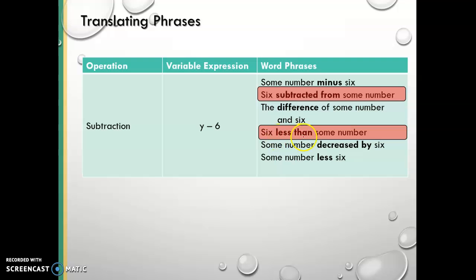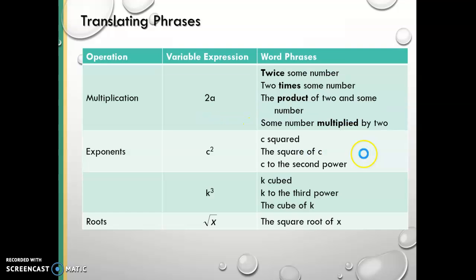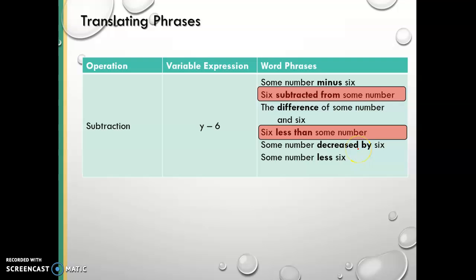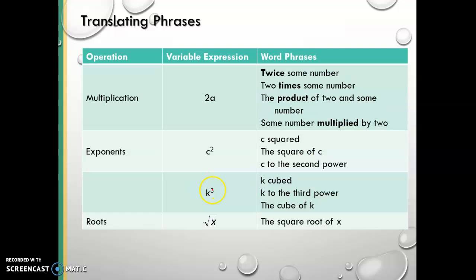So when you say 6 less than, if a number is said and the following word is less than, it should be written after the variable representation. So y, the variable representation, and then 6 less than, so minus 6. Some number decreased by 6 is the same, and some number less 6.